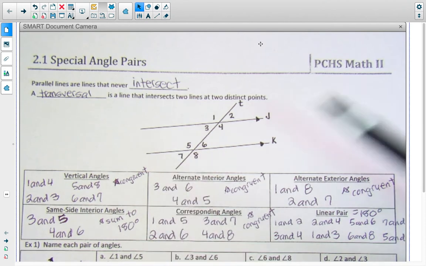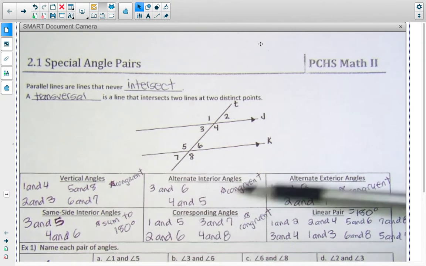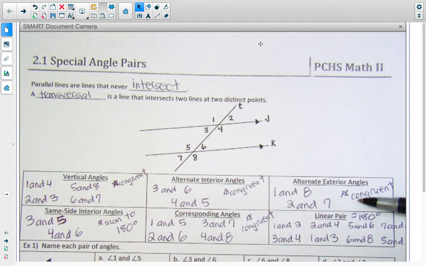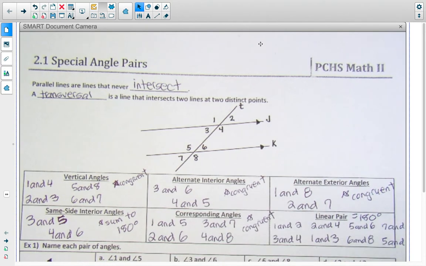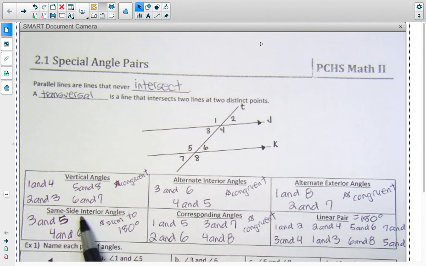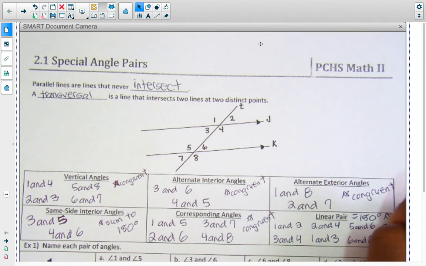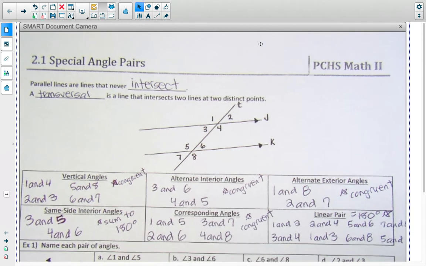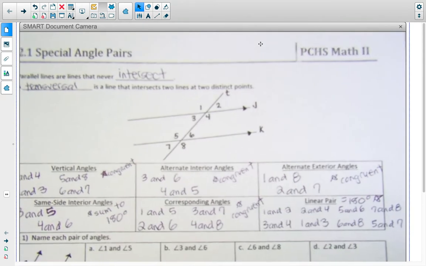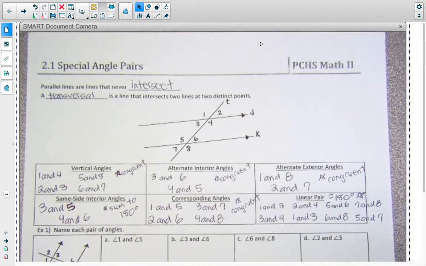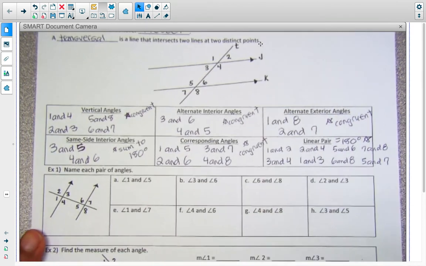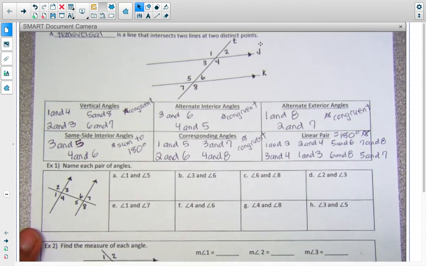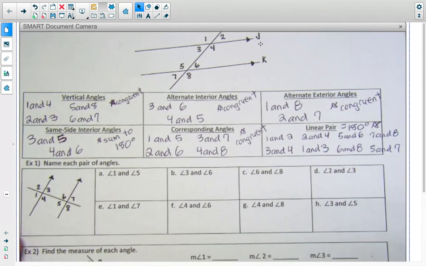Okay. So vertical angles, alternate interior angles, alternate exterior angles, and corresponding angles are congruent. Same side interior angles and linear pairs equal 180 degrees. So now we're going to go through and do some examples and we're going to label each pair of angles. So we'll keep that in our view in case we need to use that as a reference.